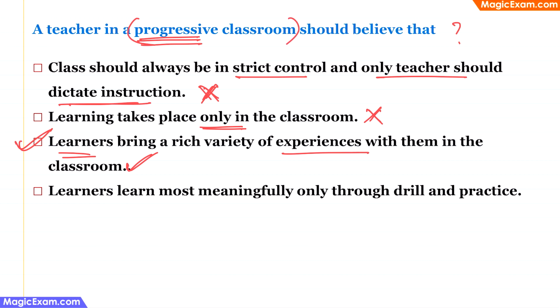The last one says learners most meaningfully learn only through drill and practice. Drill and practice is just that you are giving them a problem and making them repeat the same problem or the same question again and again till they remember everything. So drill and practice is not a part of a progressive classroom. This is more like rote learning or memorization, which should be discouraged. Therefore, this is also an incorrect statement.